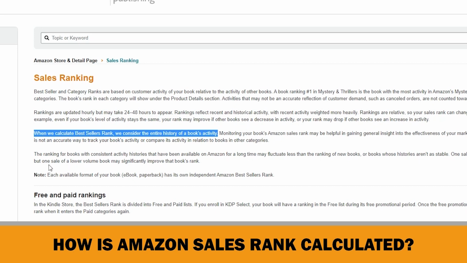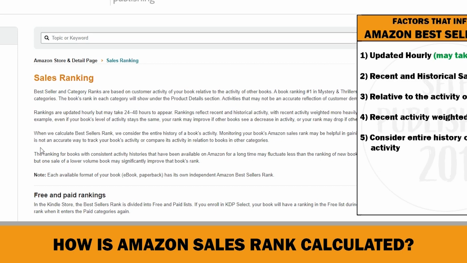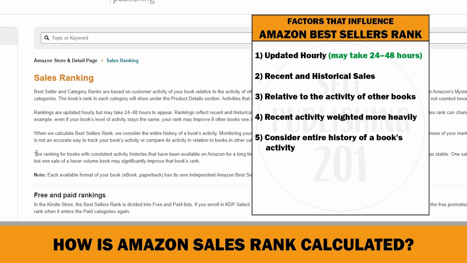So they don't look at a specific sales period like last week or last month. They take into consideration the entire history of a book. I think it is quite important to know this also. So I am adding this information to our lists.